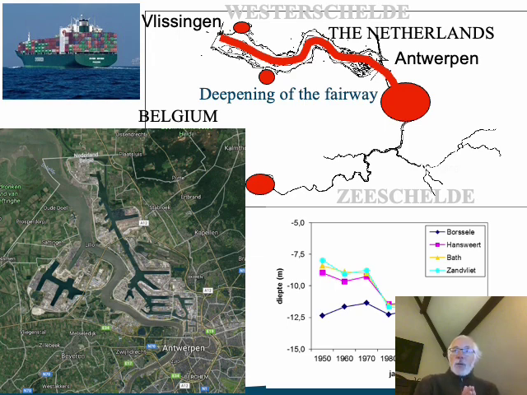And on the inset on the right corner you can see the depth of several parts in the estuary from 1950 to now, and then you can see that in some parts it is even 7 to 8 meters deeper now than what it was about 50 years ago. So the deepening is, next to the embankments, a very important impact on the estuary.